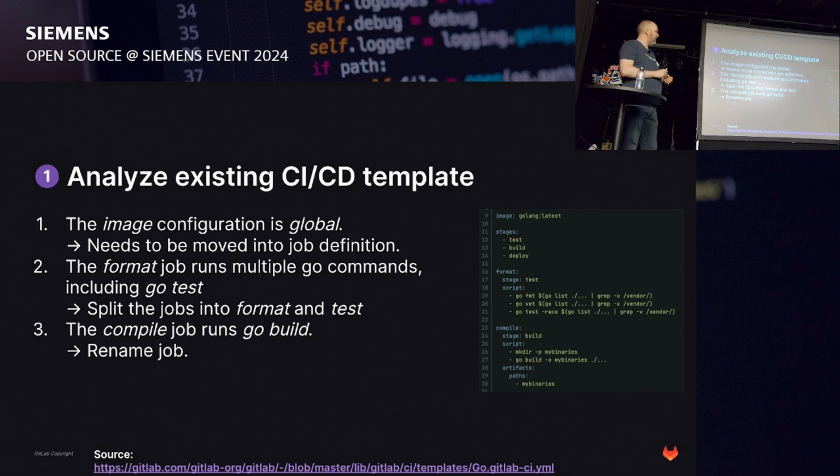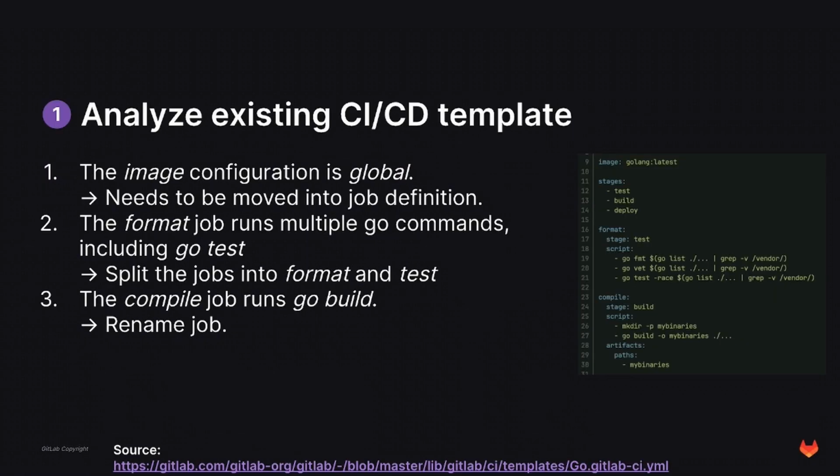And the idea here is that you can follow the exact same steps either for the Golang template or for the template you're using, and then practice that and put it even in production if you want to. So for example, for the Golang CI/CD template, there's the image declaration, which is global. We should avoid that and move that into the job definition for a CI/CD component.